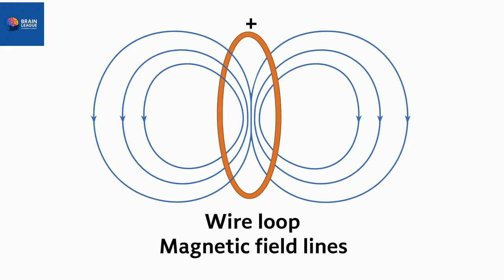Two powerful laws describe how electric currents create magnetic fields: Biot-Savart law and Ampere's Circuital law.